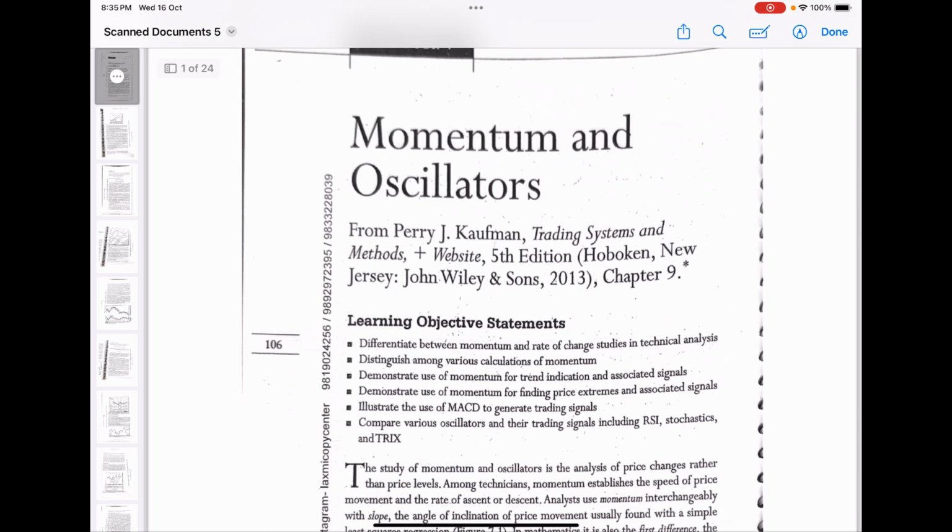In this chapter, we'll look at the kinds of oscillators and momentum based indicators which we have. For example, stochastic, RSI. These are the most common indicators which we use. We'll get to know what exactly these indicators are, why we use them, and how we use them in our trading.